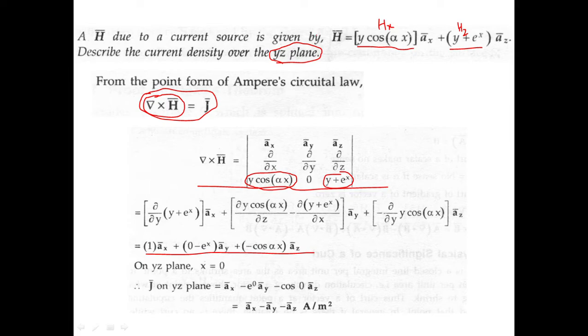Now since it is the yz plane, we have to substitute x as 0. When you substitute x as 0, this is the answer you get, that is ax minus ay minus az ampere per meter square. So this is the J vector, right? So this is how you find the J vector when the H vector is given.